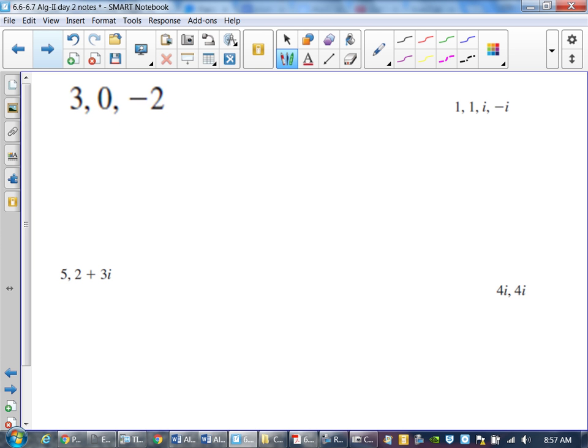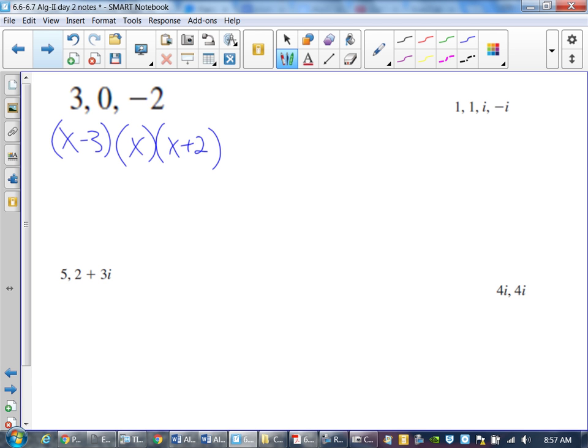Real fast. I'm not going to multiply this out, but if I have zeros at 3, 0, and negative 2, what are my three terms? X minus 3. What's the term for the zero? If 0 is a zero, what's its term? X. Okay. That's all that is.